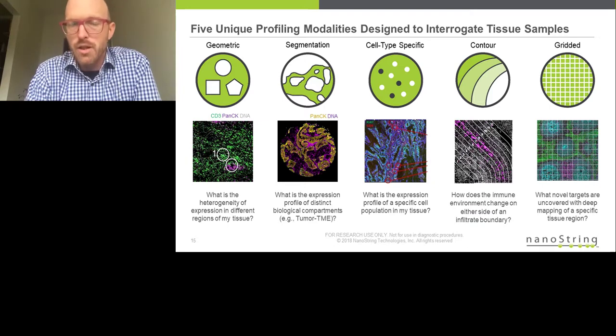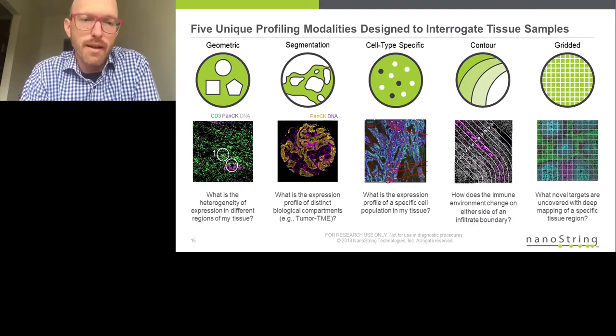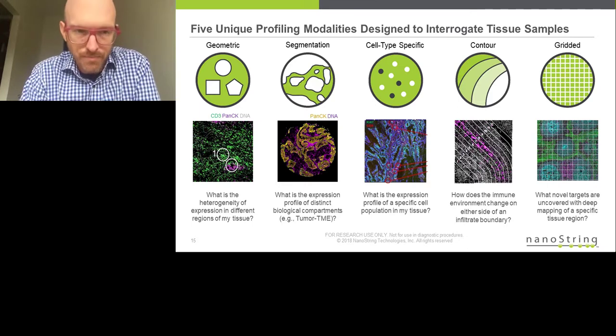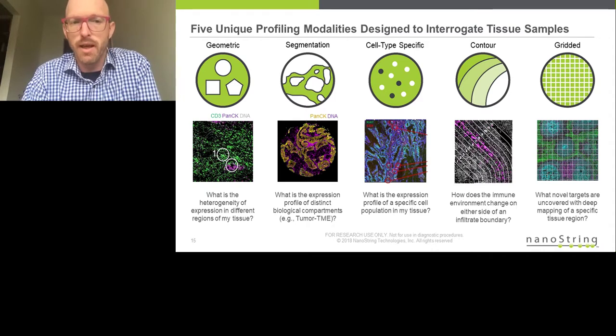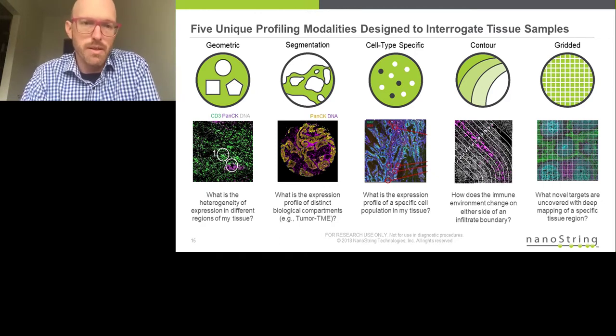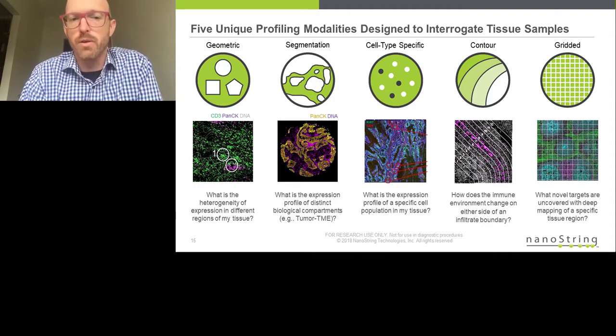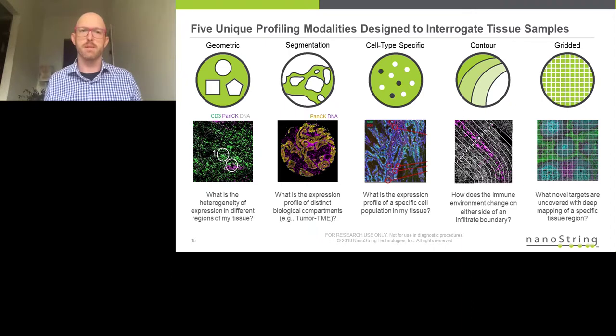So segmentation allows you to segment on the fluorescence that you're looking at and say, I want everything that's positive for pan-cytokeratin, or I want everything that is negative for a particular fluorescent marker. And so it allows you to, like we said, cut apart different segments, maybe the tumor from the immune cells that are infiltrating it. And then just an extension of that would be looking at cell type specific populations, so selecting all the T cells or all the B cells that are in a particular region. And then there's also contouring, which allows you to look at biological gradients in a particular tissue.